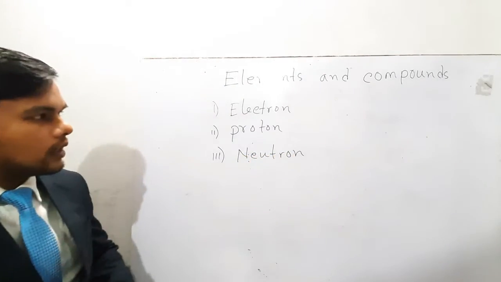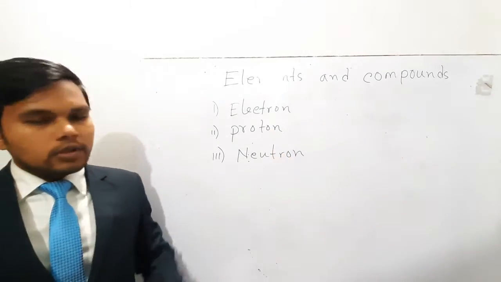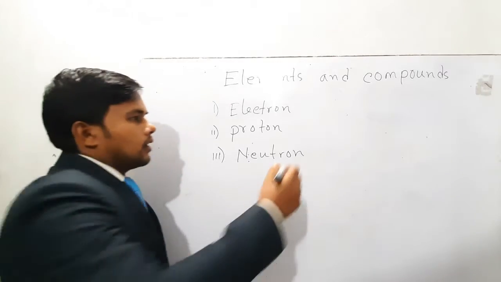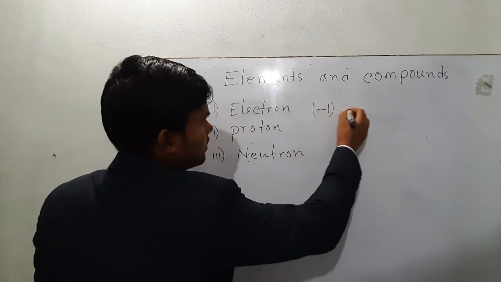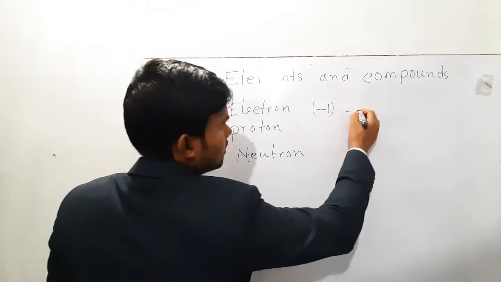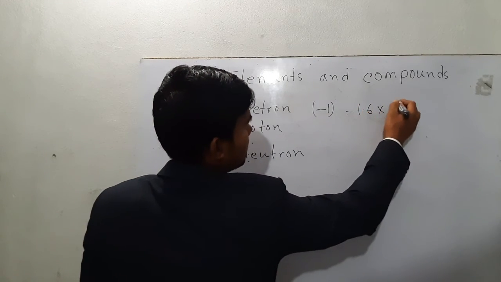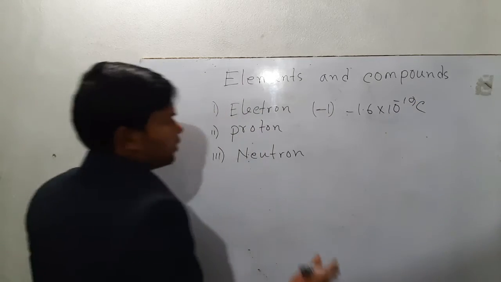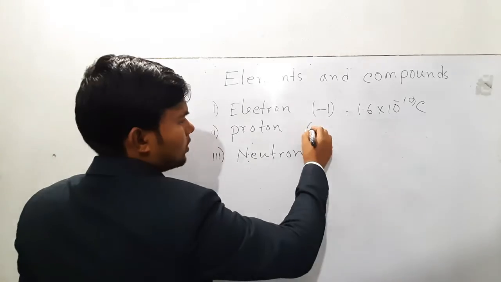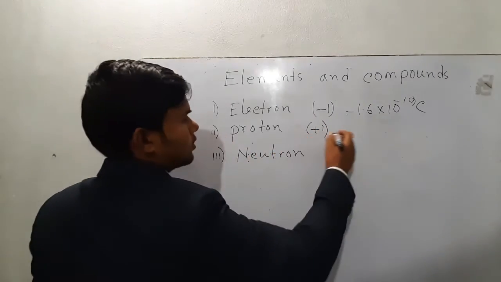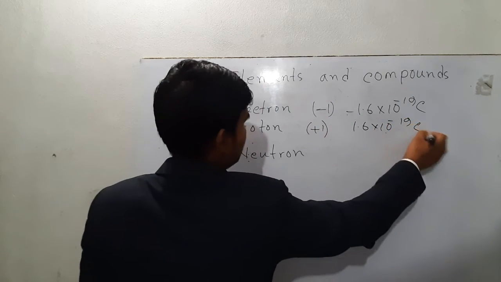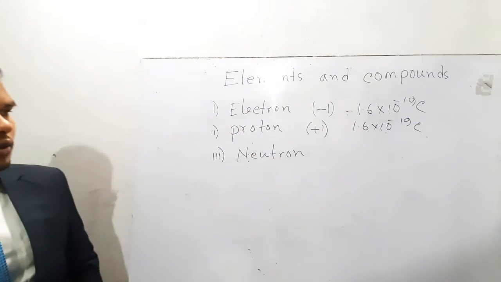Among them, electron is negatively charged, proton is positively charged, and neutron is charge neutral. The charge of electron is taken as -1, but the actual charge of electron is -1.6 into 10 to the power -19 coulomb. Charge of proton and charge of electron are the same, just the signs are opposite. So it is relatively +1, and the actual charge of the proton is 1.6 into 10 to the power -19 coulomb. And charge of neutron is 0, we know.